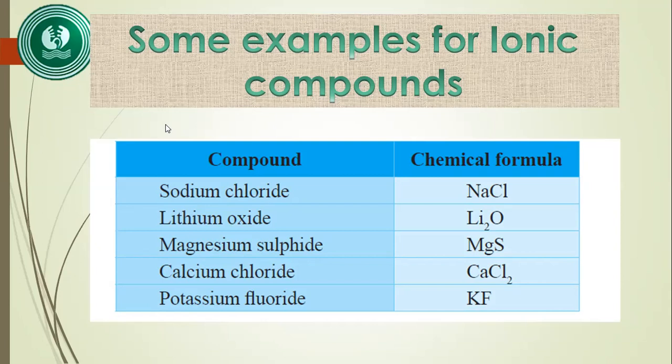Here you notice in the ionic compound, there are positive ions and negative ions. In all these cases, the positive ions and the negative ions are from one element. For example, in the case of magnesium sulfide, the positive ion, that is Mg2+, is from magnesium, one element, and the sulfide is an anion, that is from sulfur, one element.